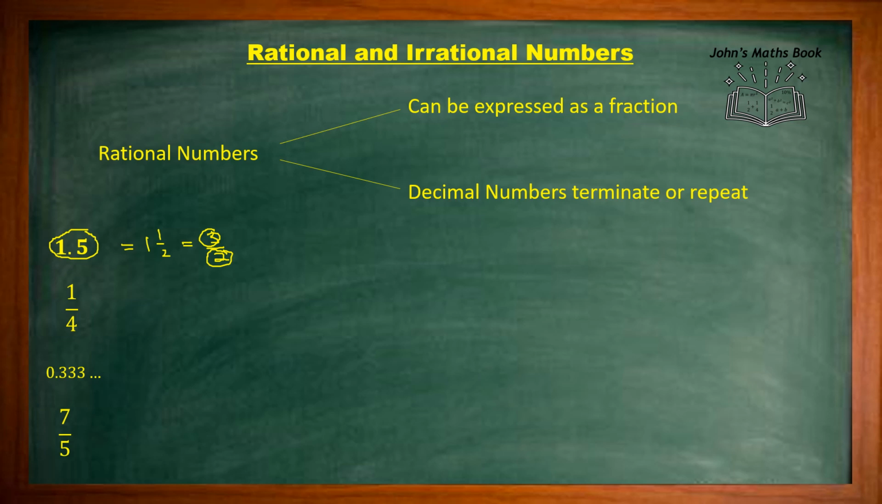1/4 or a quarter is a fraction of two integers, so it's a rational number. It can also be expressed as 0.25 in decimals, where the mantissa, or the numbers after the decimal point, terminate. So it's 0.25.